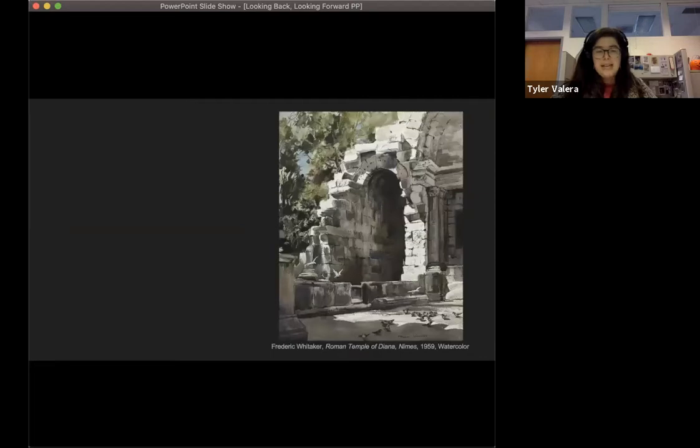Likewise, our embracing artists did not completely shun the visual traditions of the past. Frederick Whitaker's Roman Temple of Diana, Nimes, from 1959, is one of the few works in the restructuring of 20th century space that directly evokes a traditional architectural history. Whitaker's watercolor depicts the decaying and crumbling ruins of an ancient structure. We see blocks of gray stone carefully arranged to create a barrel vault passageway into a monumental place.